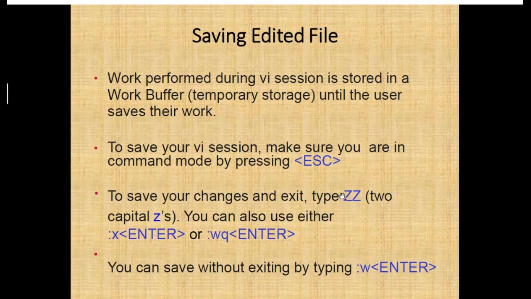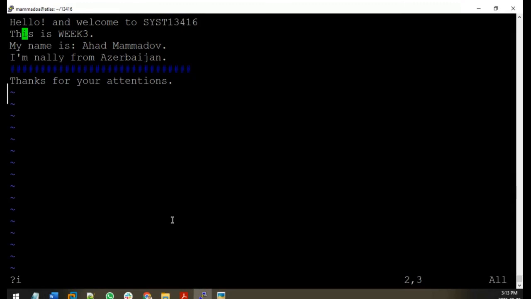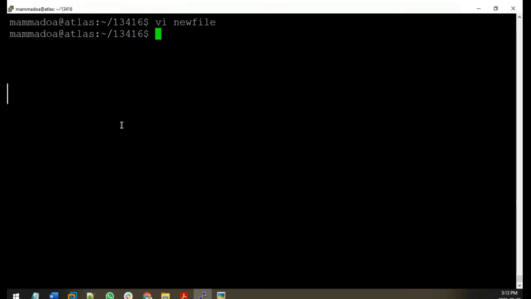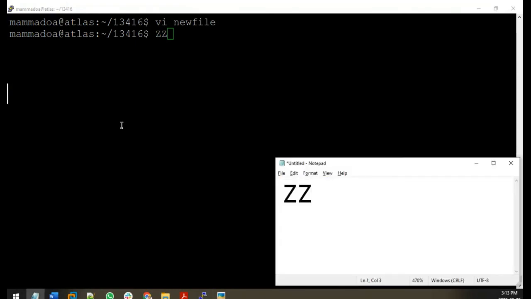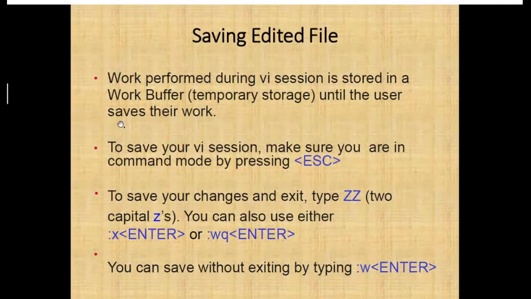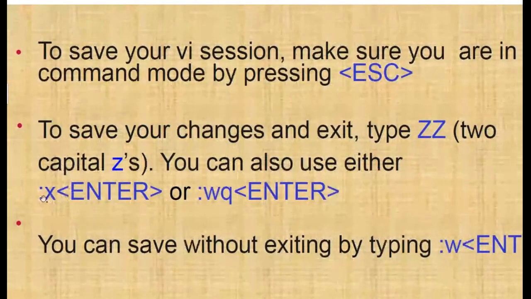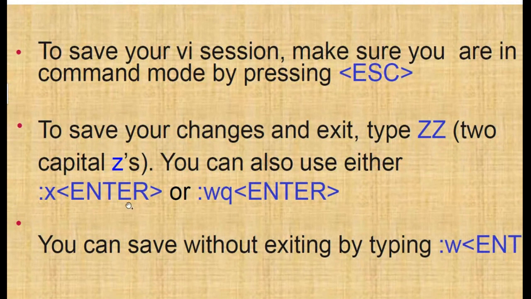Capital. For that, we need to press Shift. Shift, capital Z's. It will save and exit. Okay. For example, capital Z's. There you go. I press capital Z's. Okay. It will save and exit directly, but you need to be in command mode. You can also use colon, which will get you to the last line mode, okay, then X, then enter. But it won't let me demonstrate.